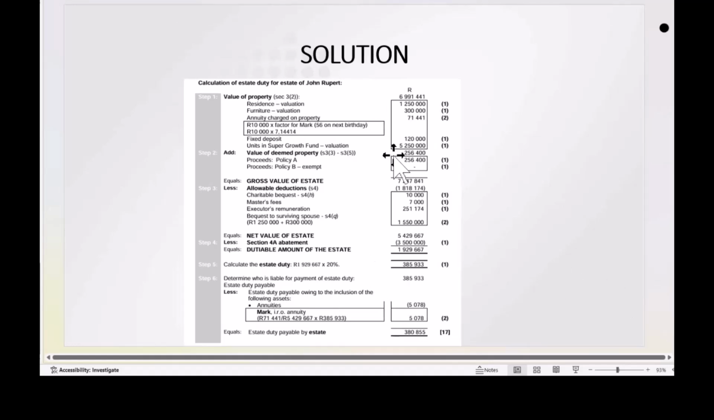Yeah. I do know. Hi. The exemption for policy B, which section is this? Or is it one of the three situations where the amount is not included as deemed property? Correct. It's the three situations. It's the three exemptions that are there. Okay. Thank you.